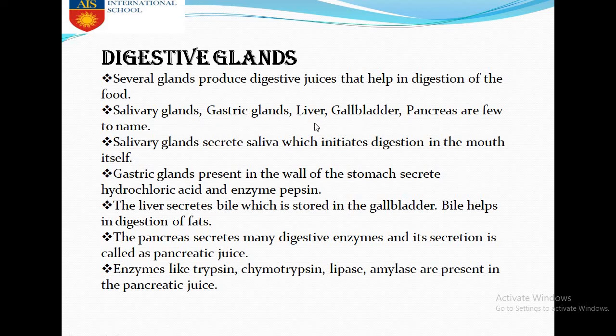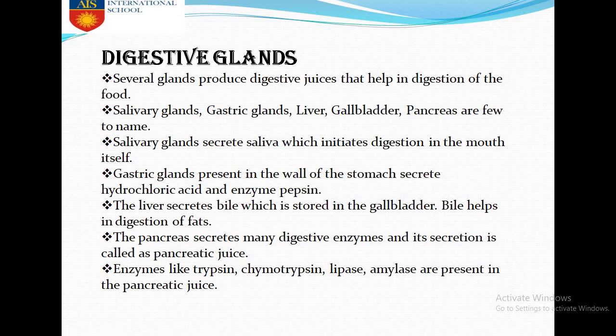Liver is the largest gland. Now, what is the salivary gland? It secretes saliva, which initiates digestion in the mouth. Gastric gland secretes hydrochloric acid and the enzyme pepsin, which I have told you. Liver secretes bile, which is stored in the gallbladder.